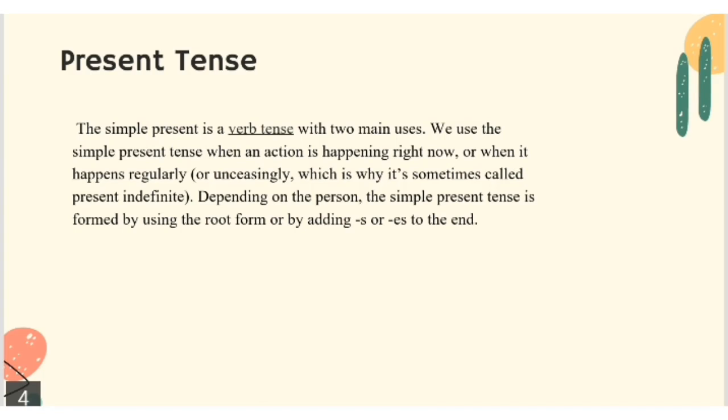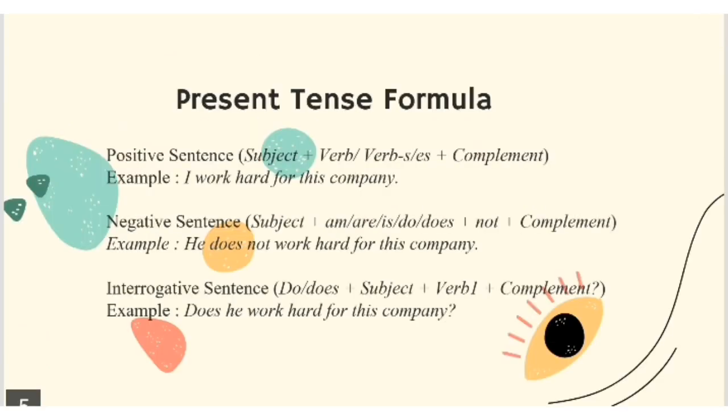So here I have present tense. The simple present is a verb tense with two main uses. We use the simple present tense when an action is happening right now or when it happens regularly or unceasingly, which is why it's sometimes called present indefinite. Depending on the person, the simple present tense is formed by using the root form or by adding s or es to the end. So here, I have the formula of present tense.